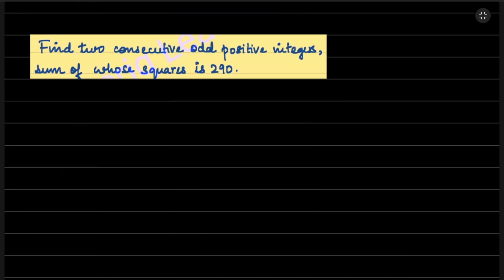So find two consecutive odd positive integers. What do you mean by two consecutive odd positive integer? So if the first odd number is say 1, what would be the consecutive odd number? It would be 1 plus 2, right? Which is 3. 3 plus 2, which is 5. These are the odd numbers. You have to find any two consecutive odd numbers. So if the first odd number is x, the other number would be x plus 2. So this is what we'll assume first.